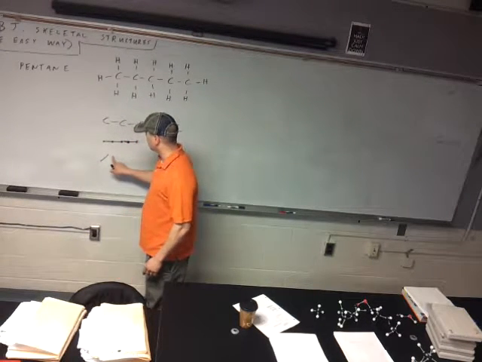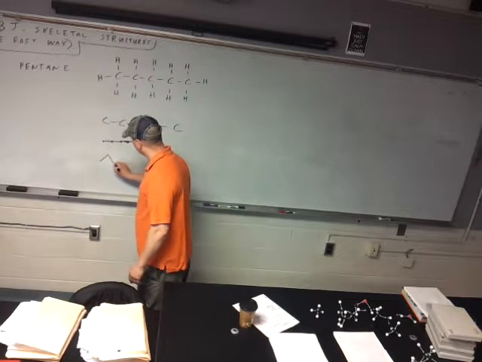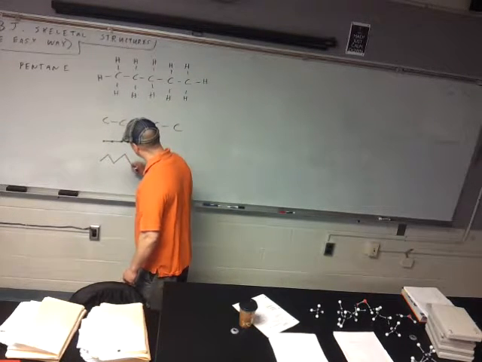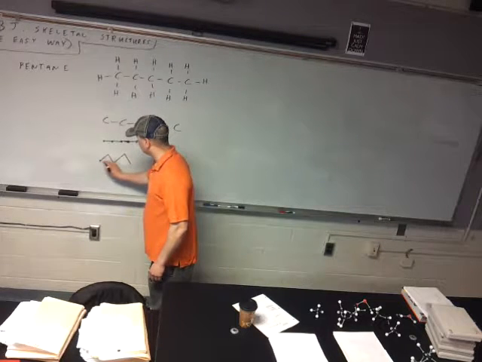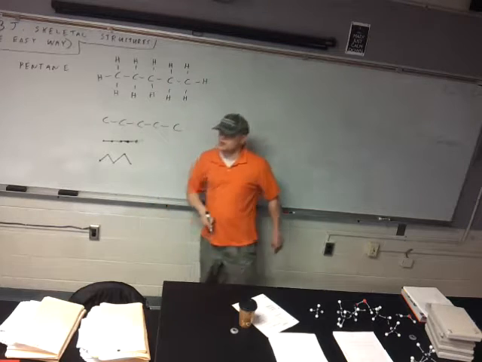There's the bond between my first 2 carbons. Here's the bond between my second and third carbon. This is between my third and fourth. And this is between my fourth and fifth. So there's carbon number 1, 2, 3, 4, and 5. And that's how we're going to draw these.